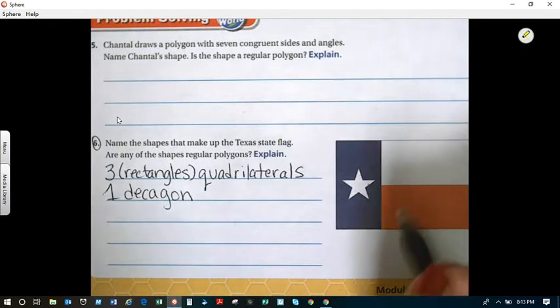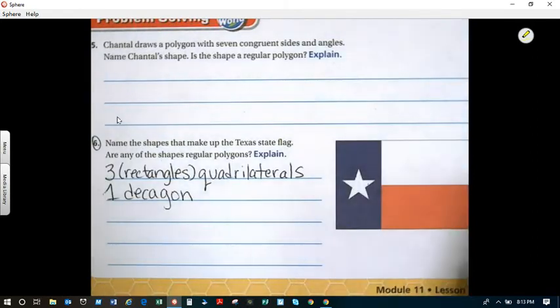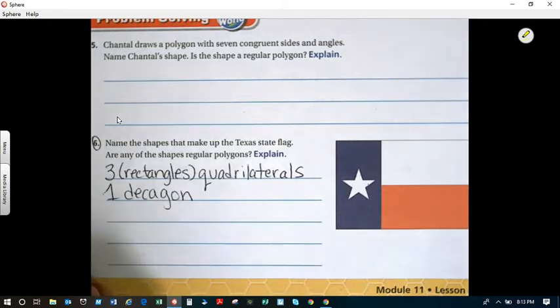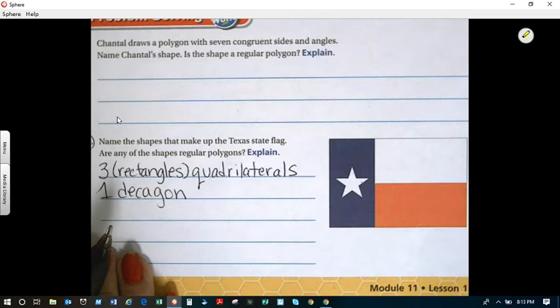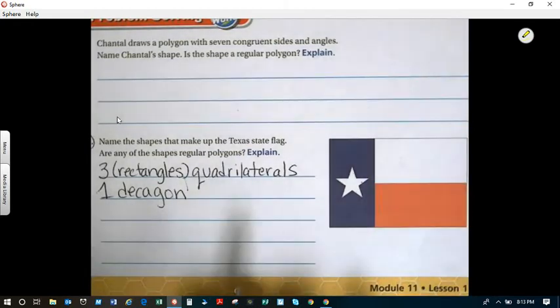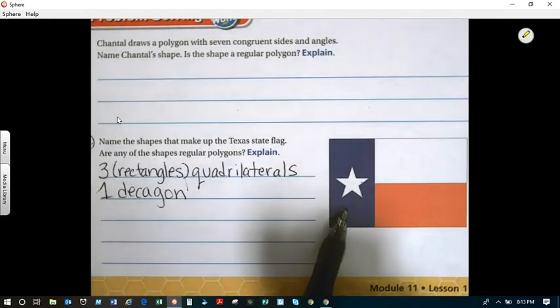And actually, we're only looking at what's inside the flag, because you can also take this one here on the outside, which would make it how many quadrilaterals? It would make it 4 quadrilaterals for sure. But it says name the shapes that make up this flag. So it's what makes it up. This is 1, this is 2, this is 3, and then 1 decagon.